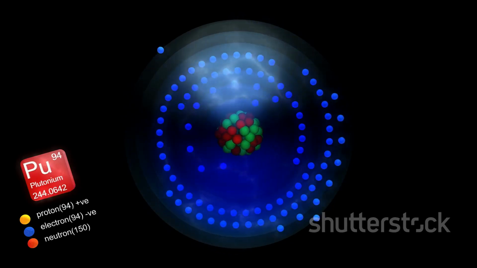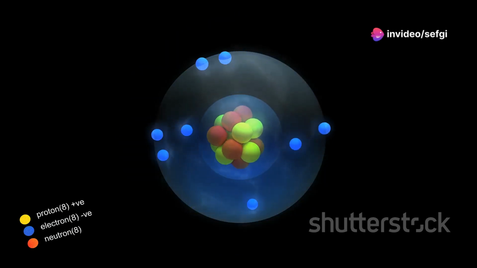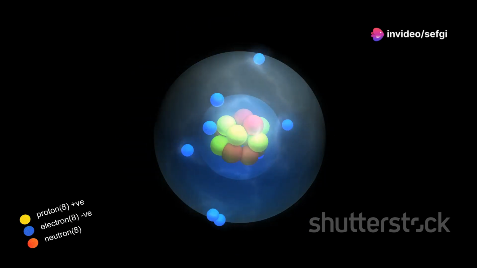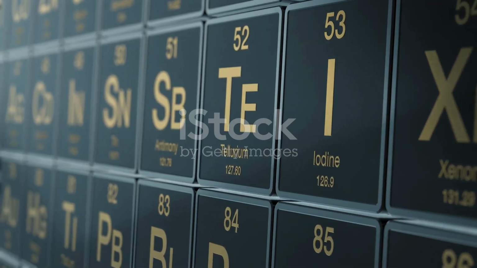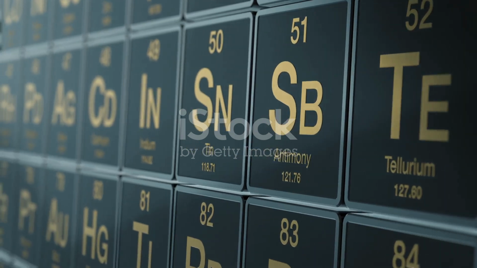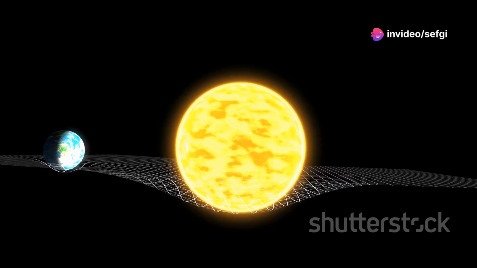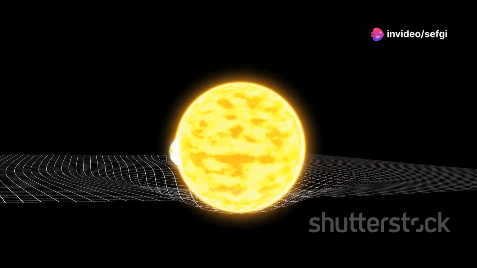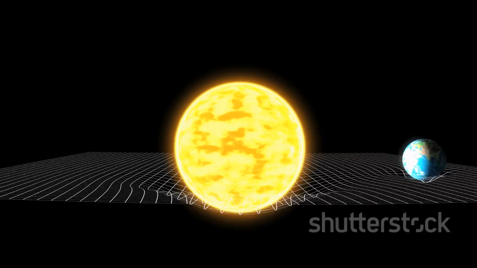Each proton and neutron has a mass of approximately 1 atomic mass unit. This unit is a standard measure used to express atomic and molecular weights. The total number of protons and neutrons in an atom's nucleus determines its atomic mass. This is why elements with more protons and neutrons are heavier. This mass is what gives substances their heft and plays a crucial role in gravitational interactions. The more massive an object, the stronger its gravitational pull.